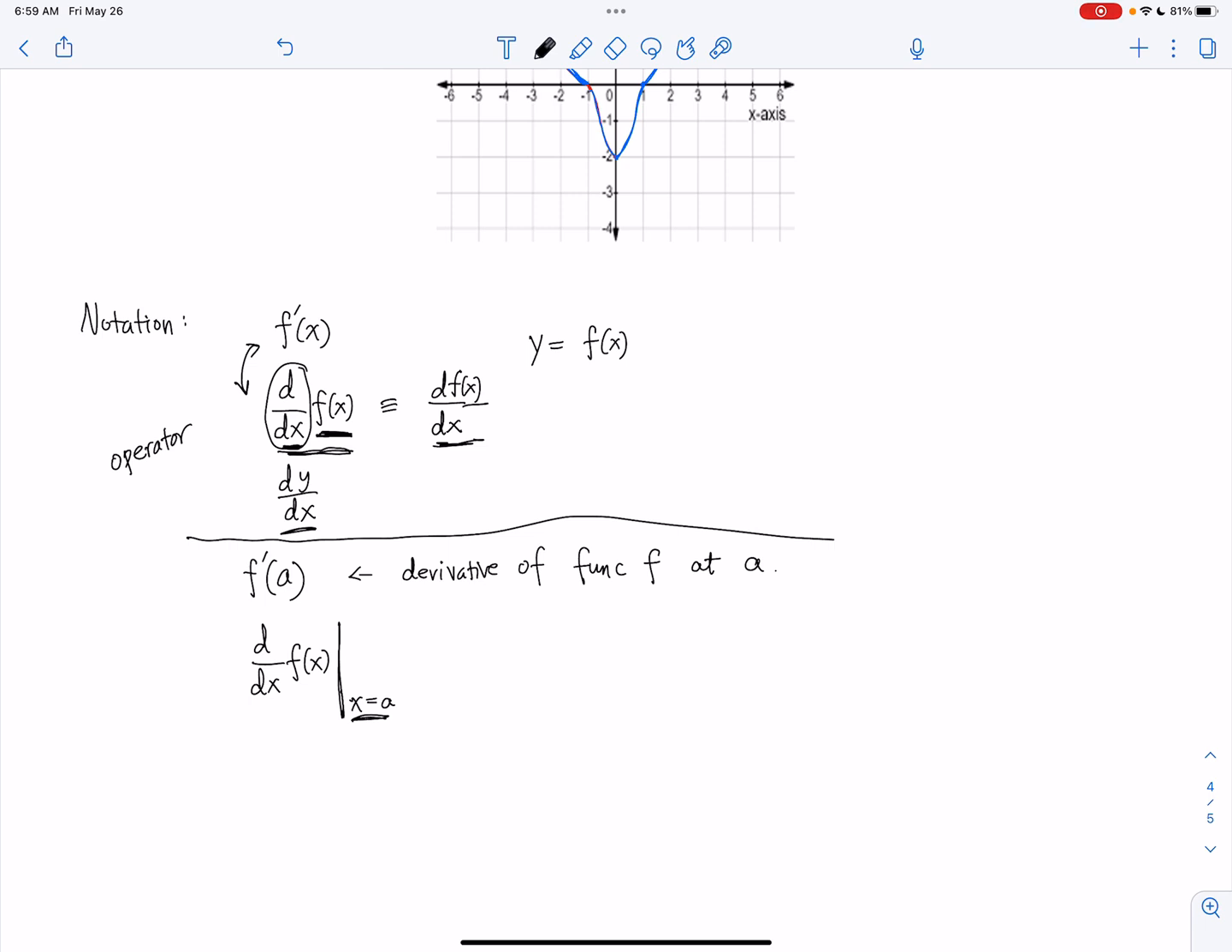So these two are also the same. Or you may write dy/dx. If you say y is f(x), then write x equals a, like that. So they are all the same. These are the same one.